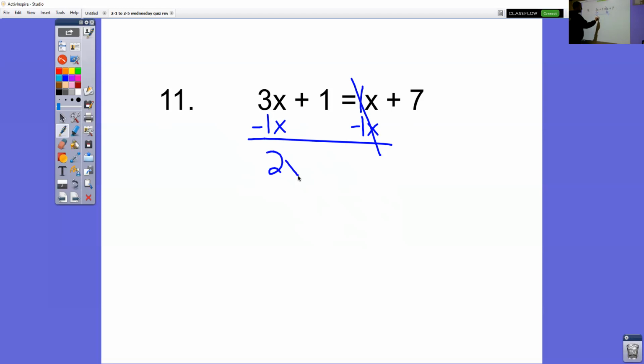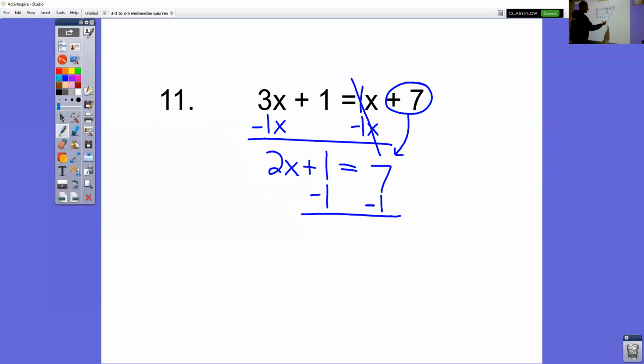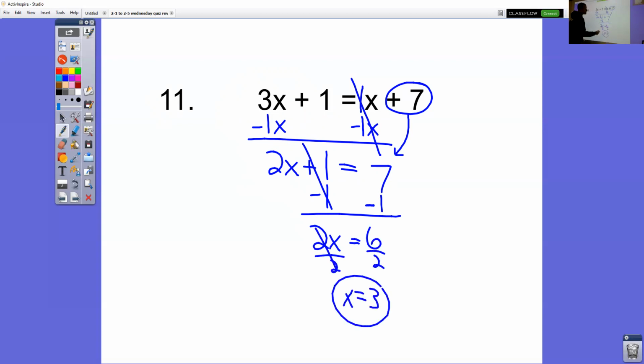3x minus 1x is 2x. Bring down your +1, bring down your equal sign. You're bringing down a +7. Now be careful, if that said -7, we bring down a -7, but it says +7, so we're bringing down a +7. Now it's just a two-step equation, so -1 to get this 2x all by itself. 7 minus 1 is 6. Divide by 2, x equals 3.